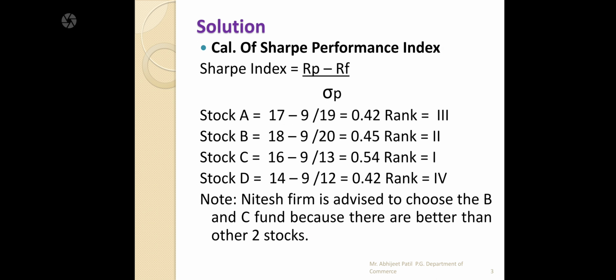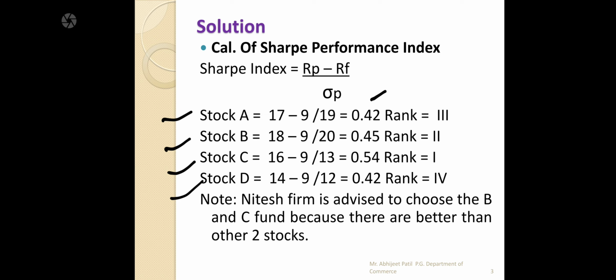So let's calculate that. For stock A, 17 minus 9 divided by 19 will become 0.42, then B, then C, then D. So it is the portfolio return of A minus the risk-free rate of return divided by the standard deviation of each stock, and we get 0.42, 0.45, 0.54, and 0.42.